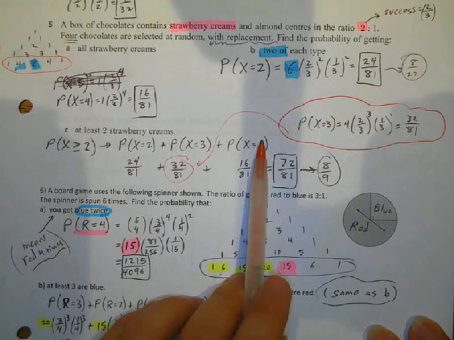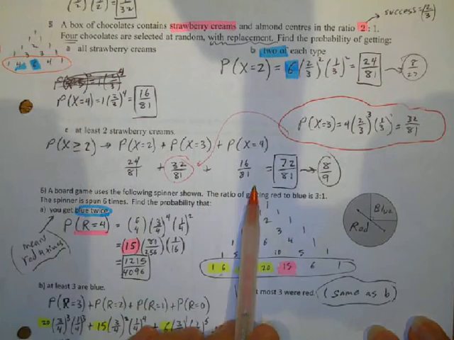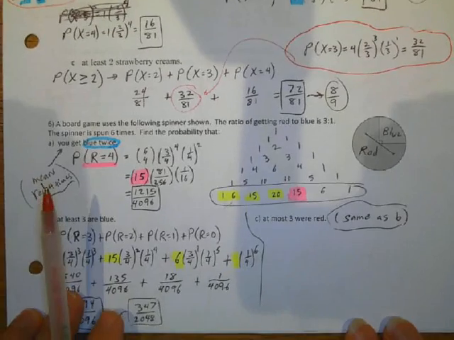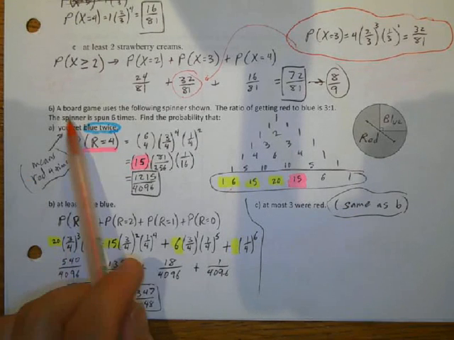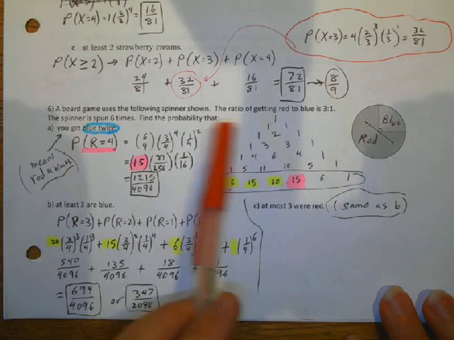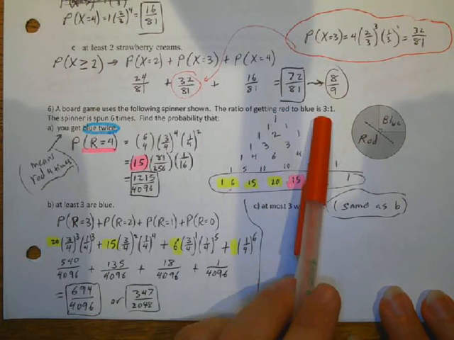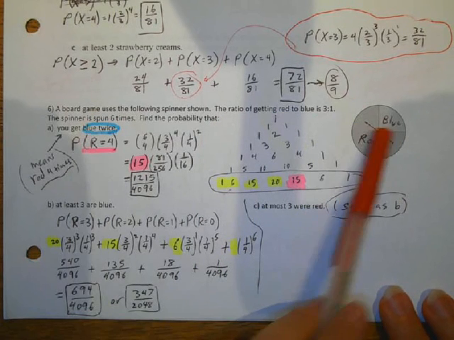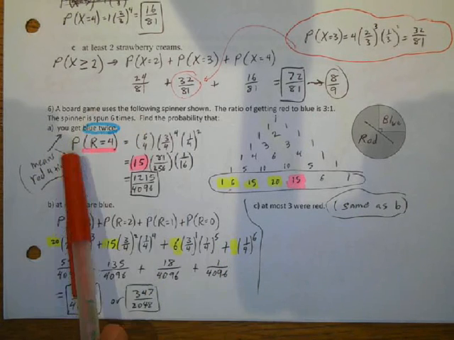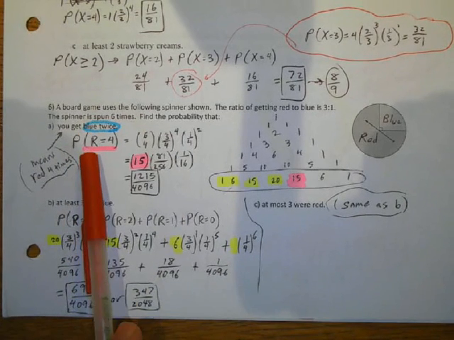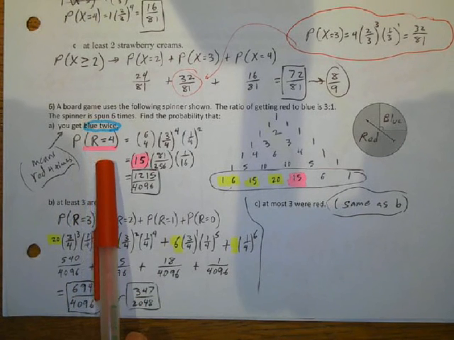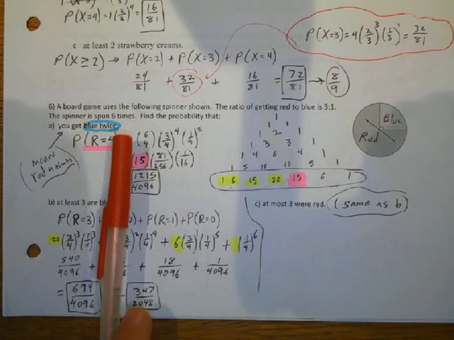Okay, next one. You've got a board game that's got a spinner like this, and the ratio of getting red to blue is 3-to-1. Okay, the spinner is spun 6 times. Find the probability that we're going to get blue twice. So if you get blue twice, that means we get red 4 times, because we're spinning the spinner 6 times. So it's either red or blue. So if I've got blue twice, that means I'm going to have red 4 times.